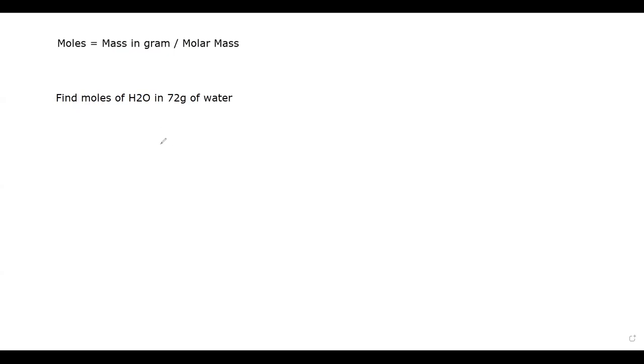So again, first what we do, we'll write the formula: moles equal mass in gram divided by the molar mass. So we have the mass in gram. How much mass in gram is there for water? That's 72. But what about the molar mass? So how to get the molar mass of the molecule? Because if substance is a molecule, molar mass means molecular mass. If substance is atom, then molar mass means atomic mass. So we have to find the molar mass of water. So for that we will use a periodic table.